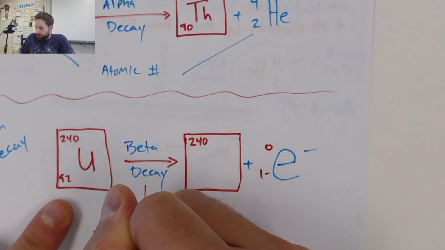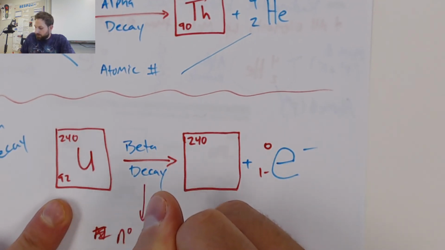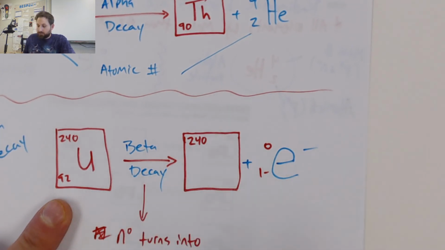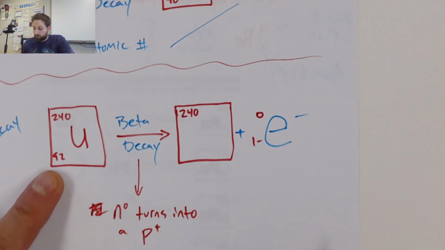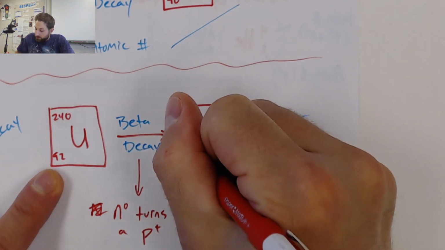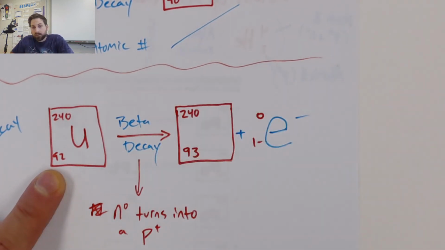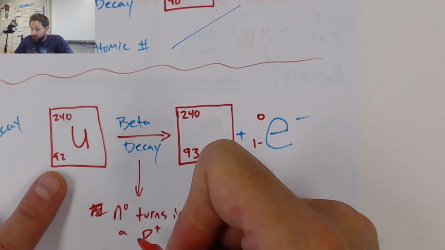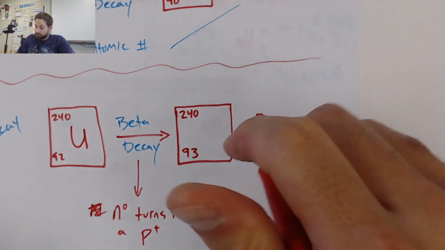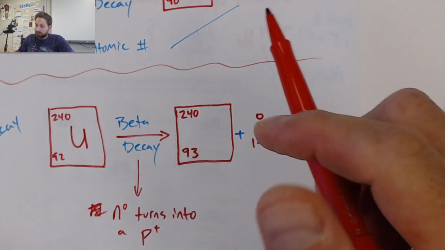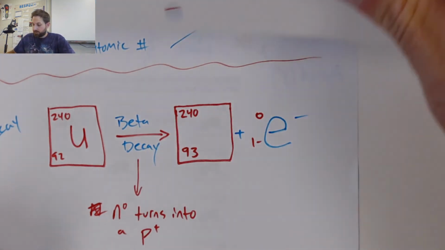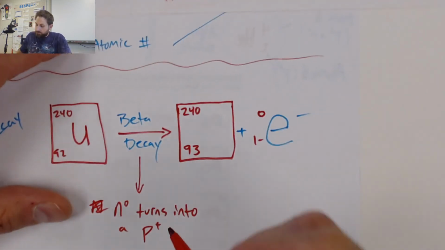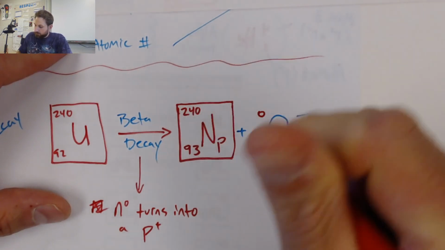So what's happening in beta decay is a neutron, here, let's use abbreviations, a neutron turns into a proton. So a neutron is turning into a proton. So we're actually going to add a proton. So within neutrons and protons, there are many, many particles. This type of decay just happens to be just that. So you're looking at atomic number 93, Neptunium, NP.